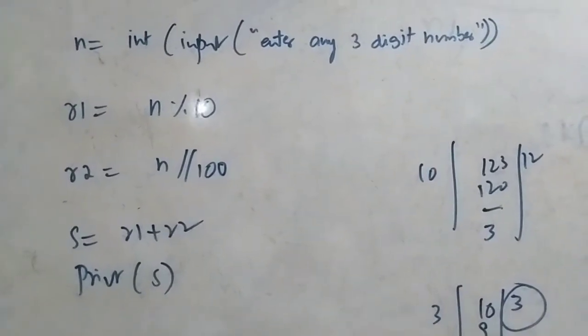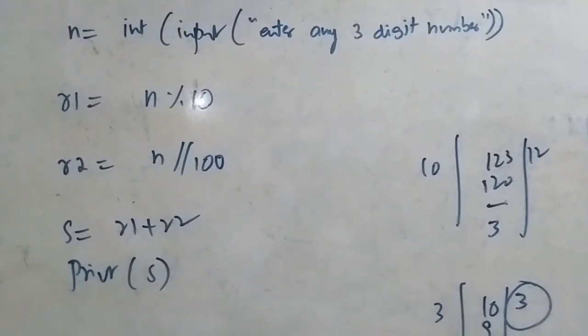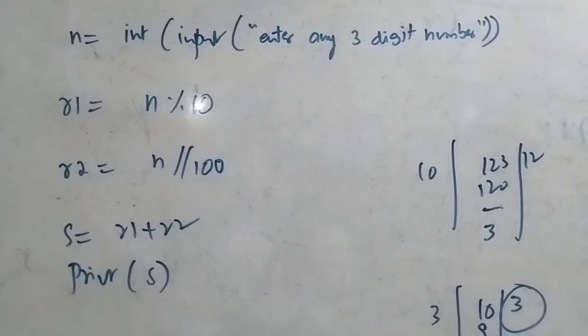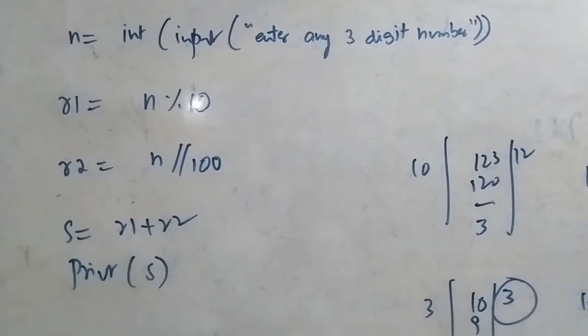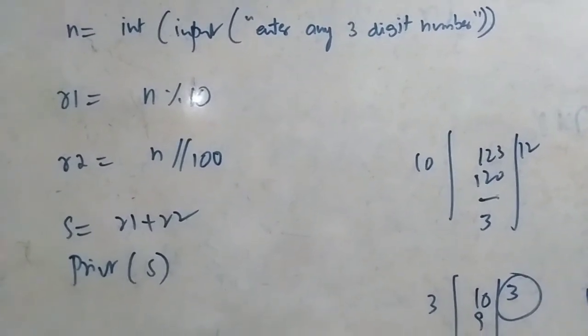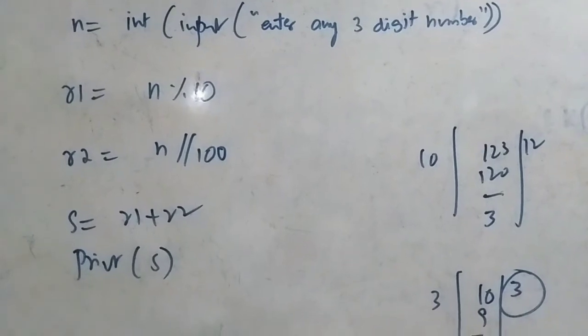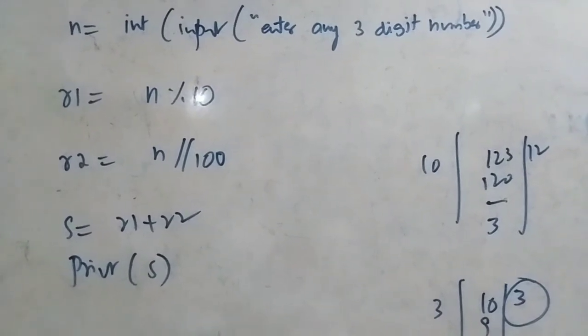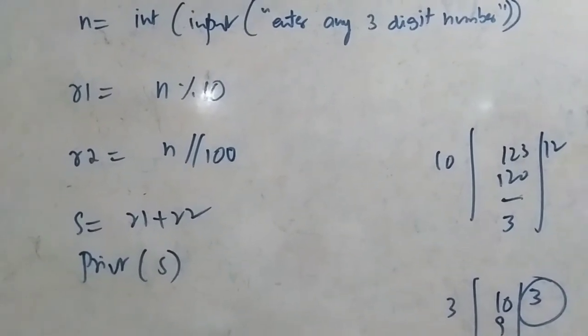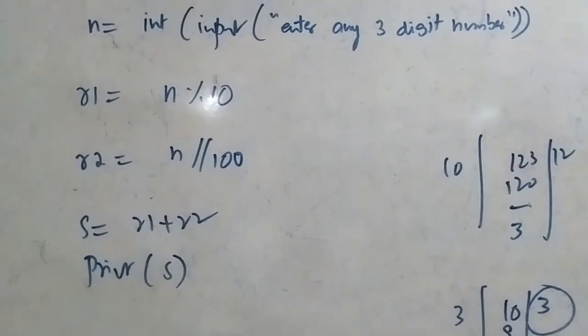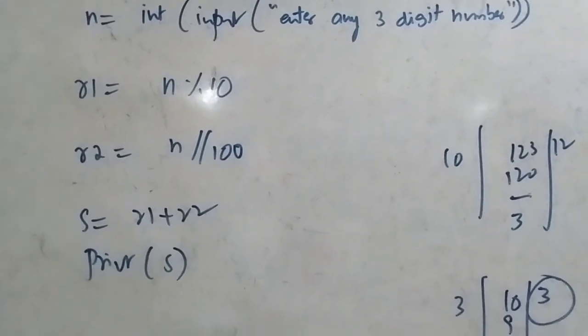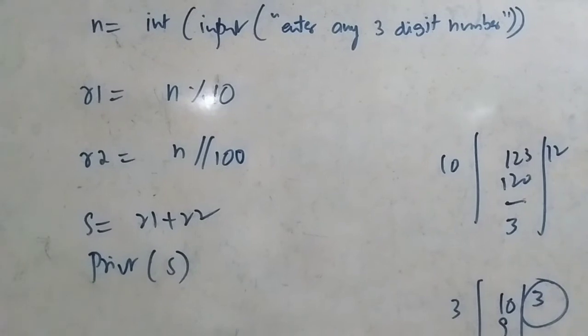So we have a program to find the sum of the first and last digit of any 3-digit number. If your input is 1, 2, 3, the output must be 1 plus 3, which is 4. The sum of the first and last digit of any 3-digit number, without using loops.